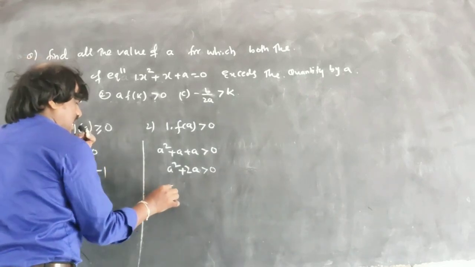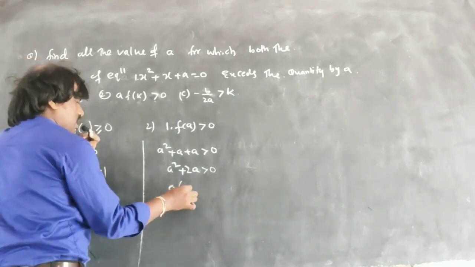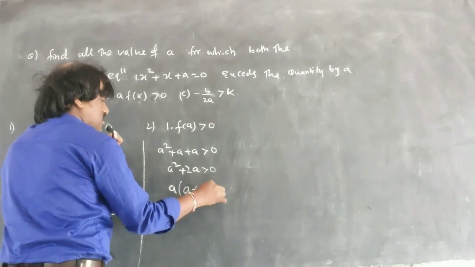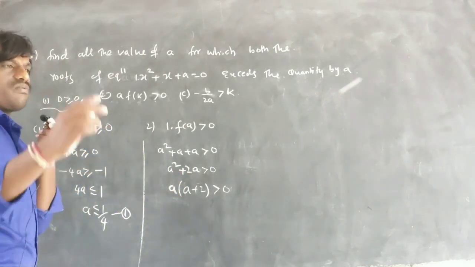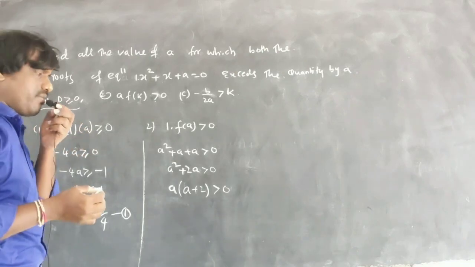So if I take A common, what am I going to get here? A times (A plus 2) greater than 0. We need to apply the Wavy-Curve method. Most of the quadratic equation problems are solved by the Wavy-Curve method.